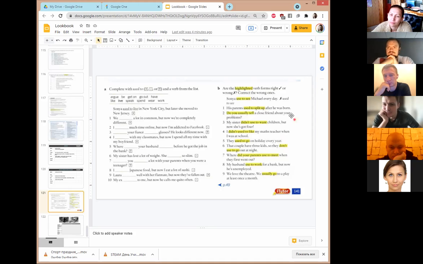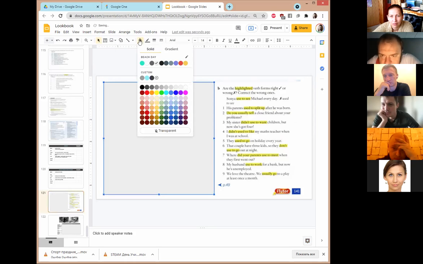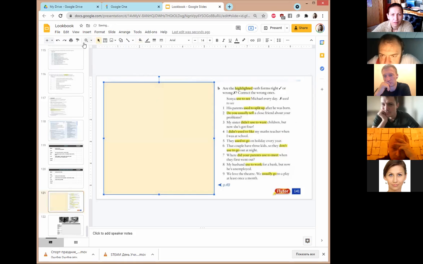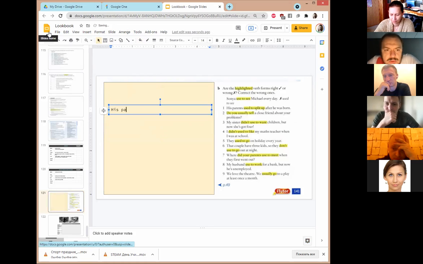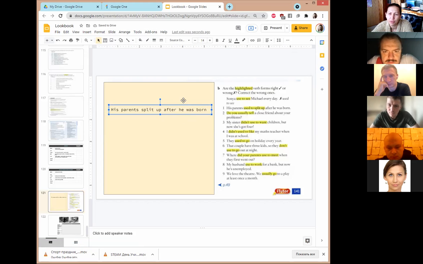So Andrew, give me the correct answer. His parents have used to split up after he was born. Other ideas? His parents split up after he was born. Only the forms split, split, split. Three same. Split, past split, the third split. His parents split up after he was born. It's a regular past simple thing. Nothing special.